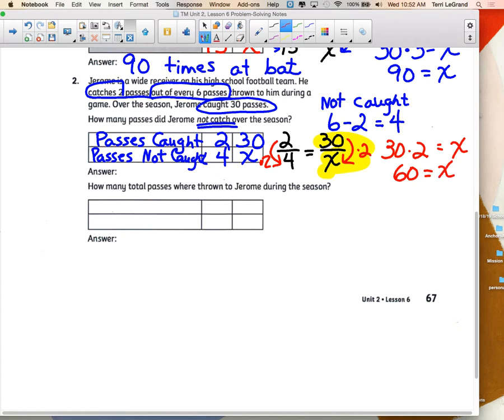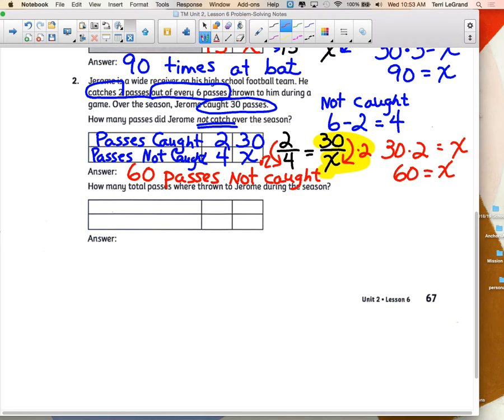So over here we come to where they want us to give our answer. It's 60 what? Passes not caught. We have to describe what we just found. We can't just say 60. We say 60 what? Well, we just found out that if he caught 30 passes, there were 60 he did not catch.